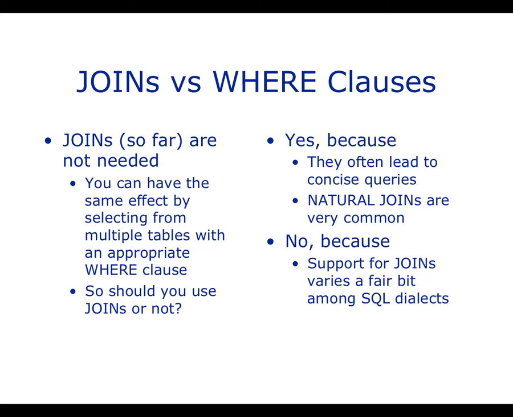So should we use joins or not? Some say yes because they lead to more concise queries, and natural joins are very common. And no, because support for joins varies among SQL dialects like PL SQL. So as we're looking at doing the group project in Access and stepping through some of the exercises, we can probably go with a limited amount of joins, but when we come back to doing SQL Server later in the semester, we'll want to make sure that we understand joins properly.